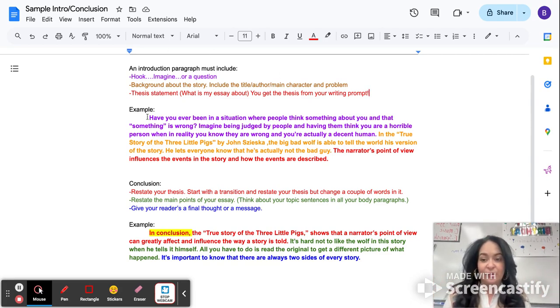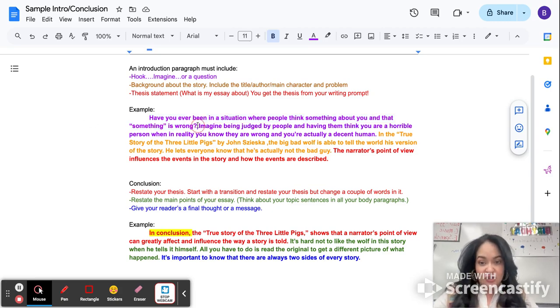Now, here's an example of an introduction that I wrote about The True Story of the Three Little Pigs, which we watched the video of in class. So it says, have you ever been in a situation where people think something about you and that something is wrong? Notice, that's a question that my reader can relate to because most people have been in a situation like that, right? So make your question relatable. Don't just say, did you know that people can write with different points of view? No, no, no. If you write something like that, it's boring and you will get a zero.